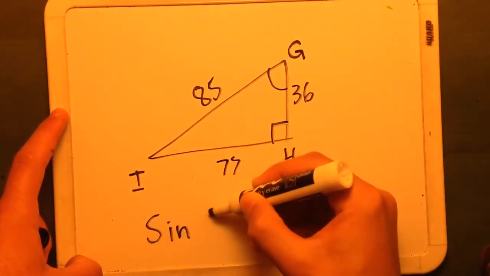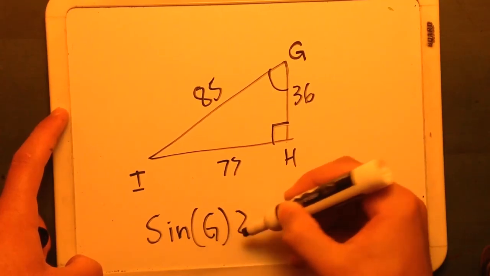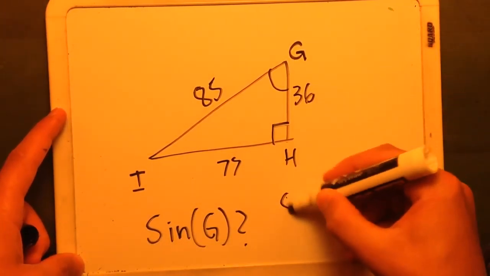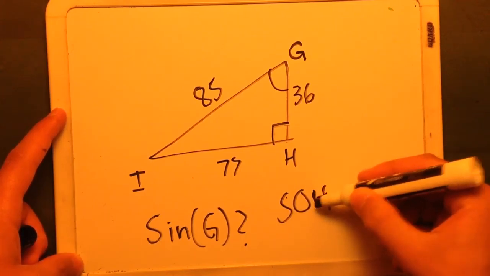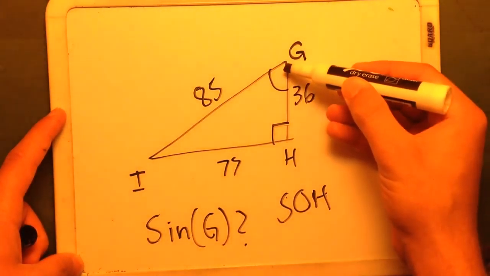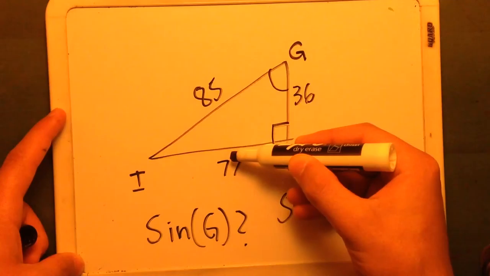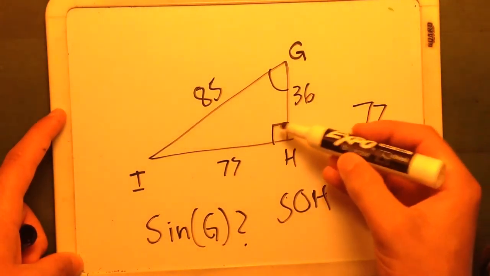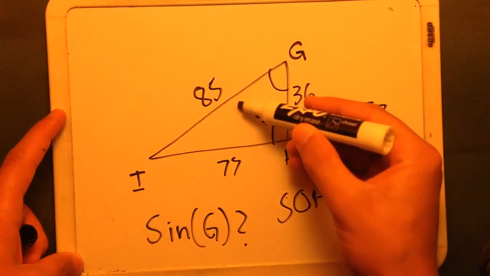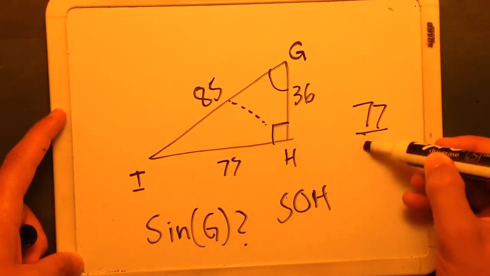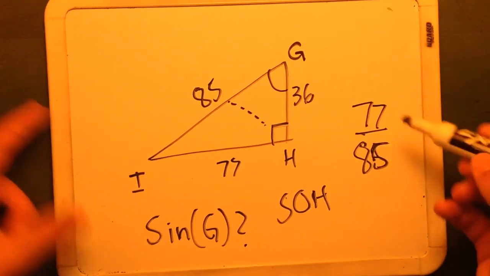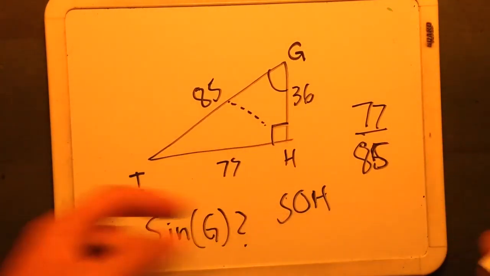Sine G, what is it? Now sine is, as we said, from SOHCAHTOA. So, that means opposite over hypotenuse. And the opposite side, 77. Over the hypotenuse, which is the one opposite to the right angle, 85. So that means sine G is 77 over 85.